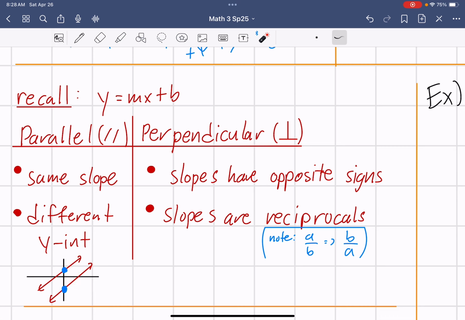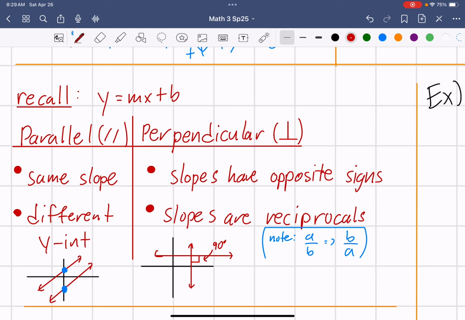Now, what does it mean to be perpendicular? Well, that's when you have two lines that do intersect each other, but they intersect each other at a 90-degree angle. So that point of intersection is 90 degrees.